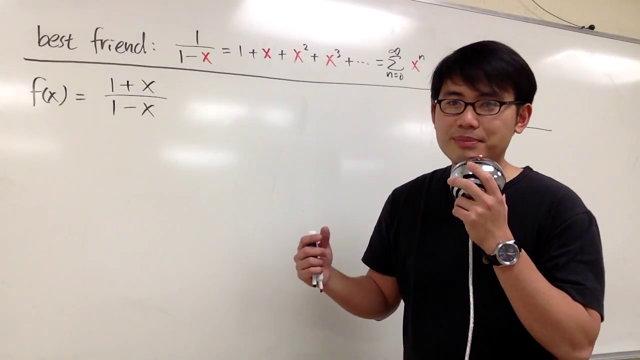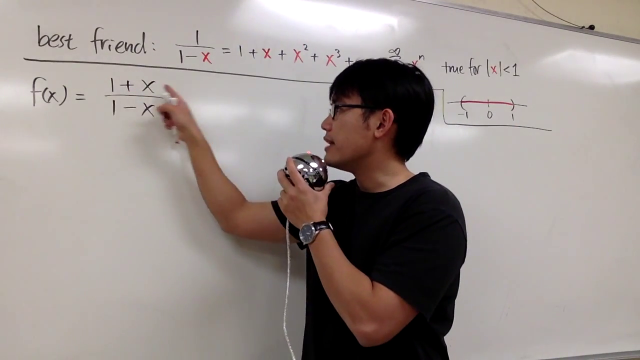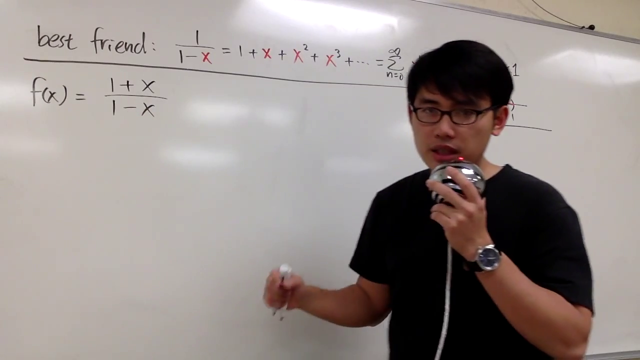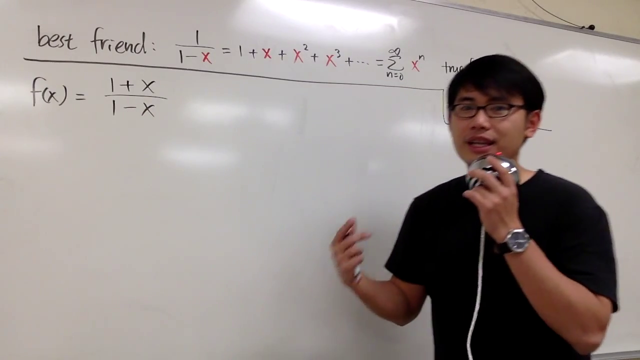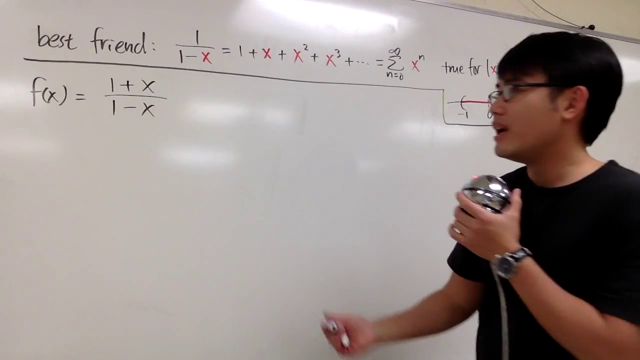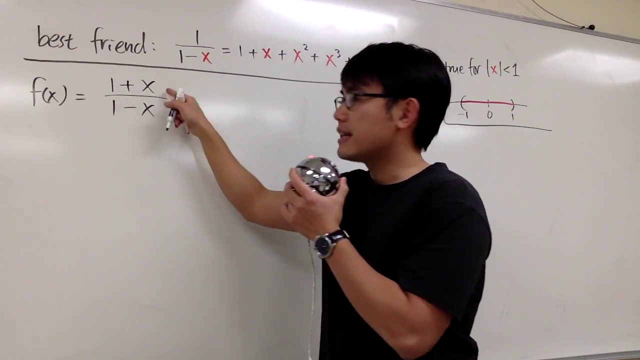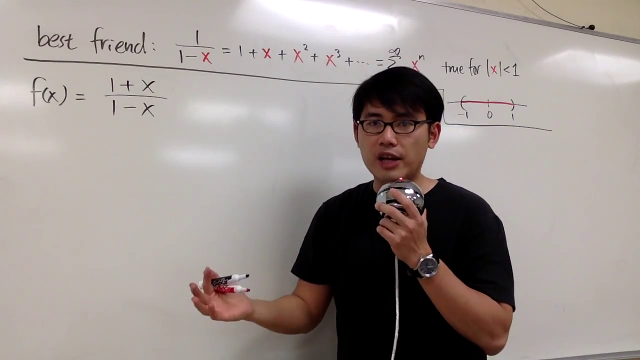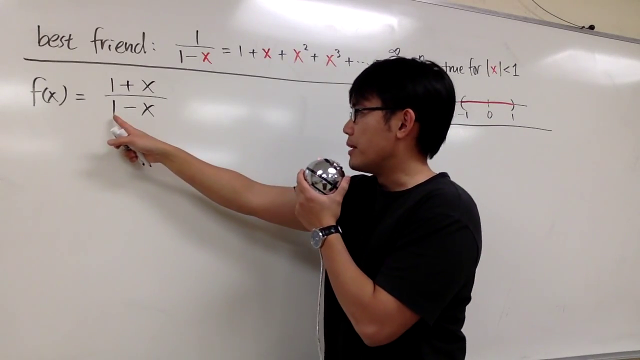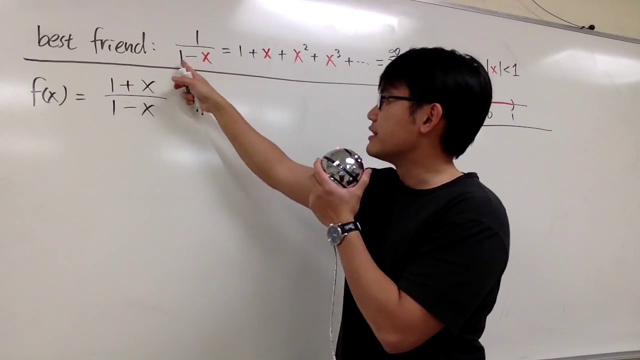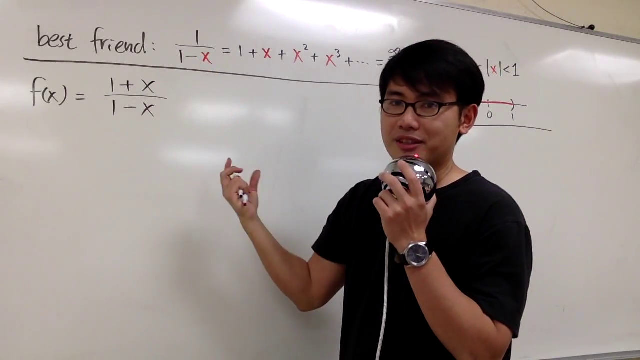Let's write the power series expansion for the function (1 plus x) over (1 minus x). In fact, we have a couple ways to do this, and let me just show you the most straightforward way. In order for us to match this with our best friend, notice that we have 1 plus x on the top. Let's just break down the fraction. Especially, the denominator is just 1 minus x, which is exactly the same as our best friend. So that will be a good sign, right?